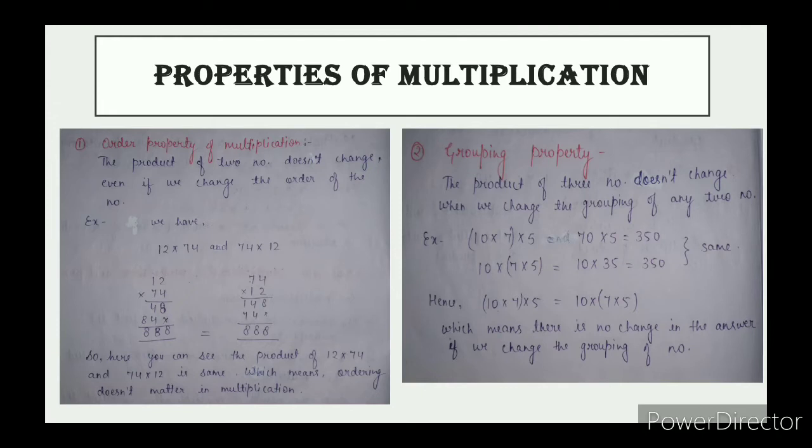Now again we will see by changing the group of the numbers. So second number and third number is the group here. So first we have to multiply 7 and 5 and then multiply 10 into the product of these two numbers. You will get 350. Now you can see both the answers are same. So here you can say 10 multiply 7 multiply 5 is equal to 10 multiply 7 multiply 5, which means there is no change in the answer if we change the grouping of the numbers.